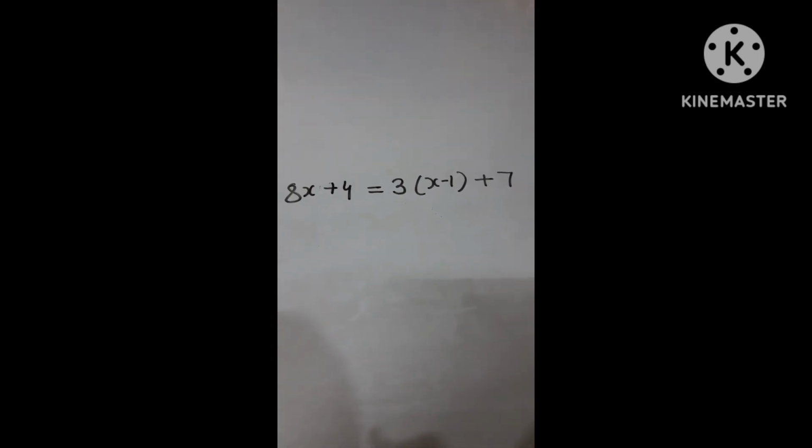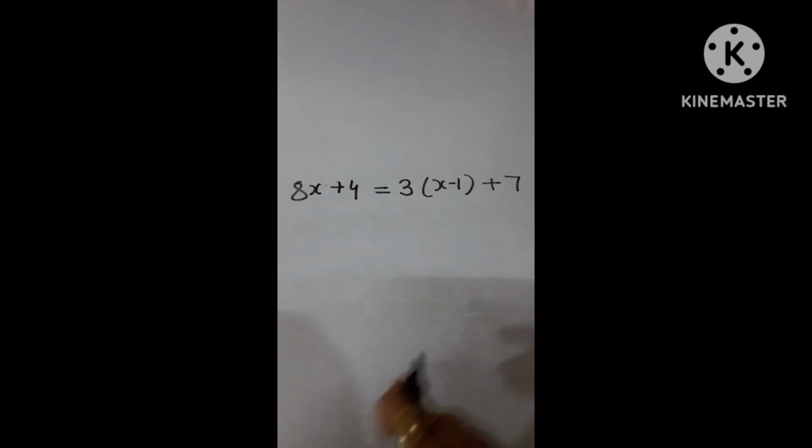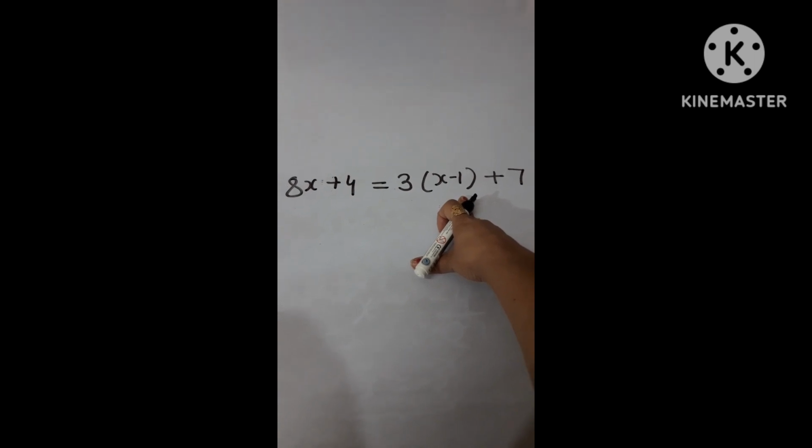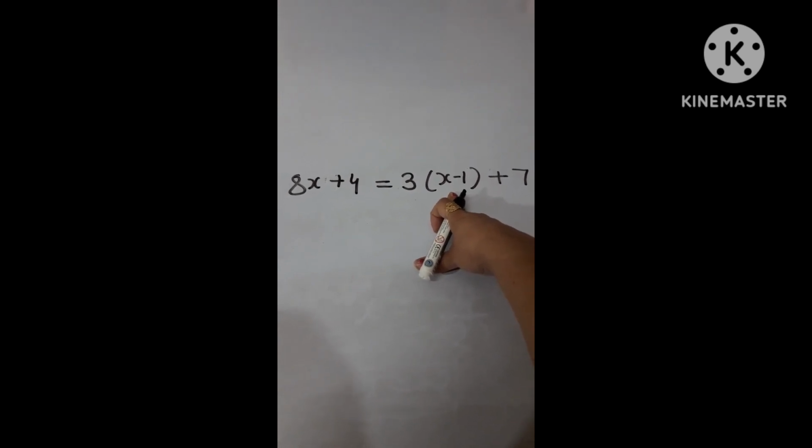A little bit complicated example I have taken. 8x plus 4 is equals to 3 into x minus 1 plus 7. Okay, so if you can see here in the question, the brackets are given. So we have to keep in mind all the concepts of mathematics before solving any question. So here, according to the BODMAS rule, we have to solve the brackets. Our duty is to solve the brackets first of all.